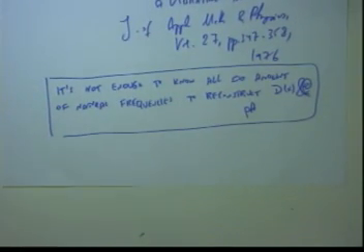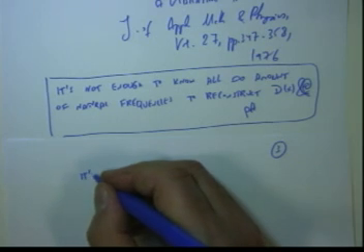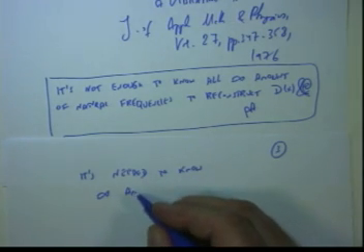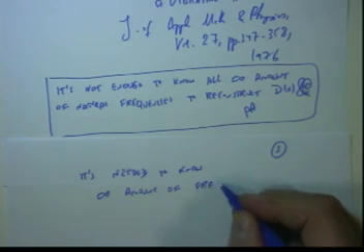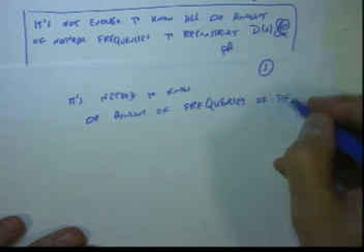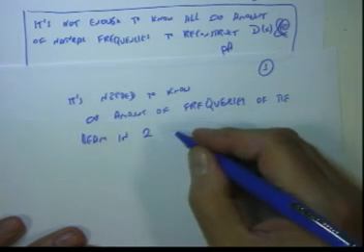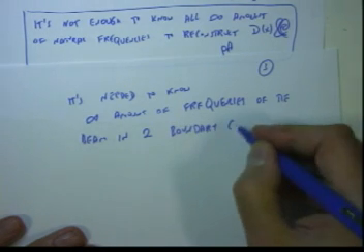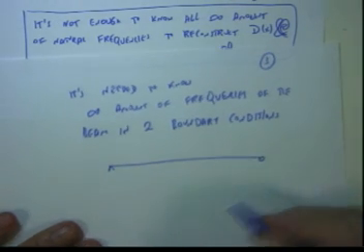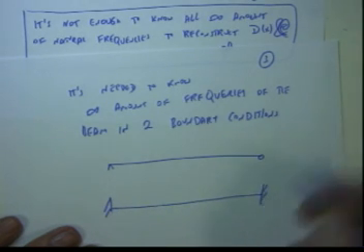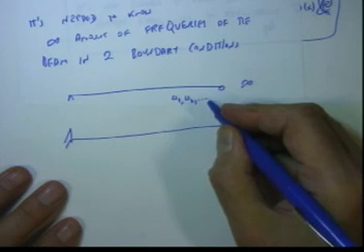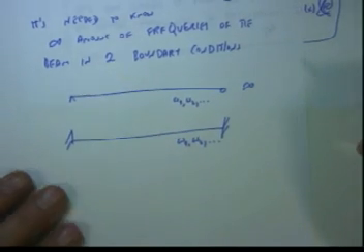So what is needed to know is as follows. It is needed to know infinite amount of frequencies of the beam in two boundary conditions. Say simply supported, and then clamped. So we need here infinite amount of frequencies, omega 1, omega 2, etc. Here we need omega 1, omega 2, etc. Then we can find.